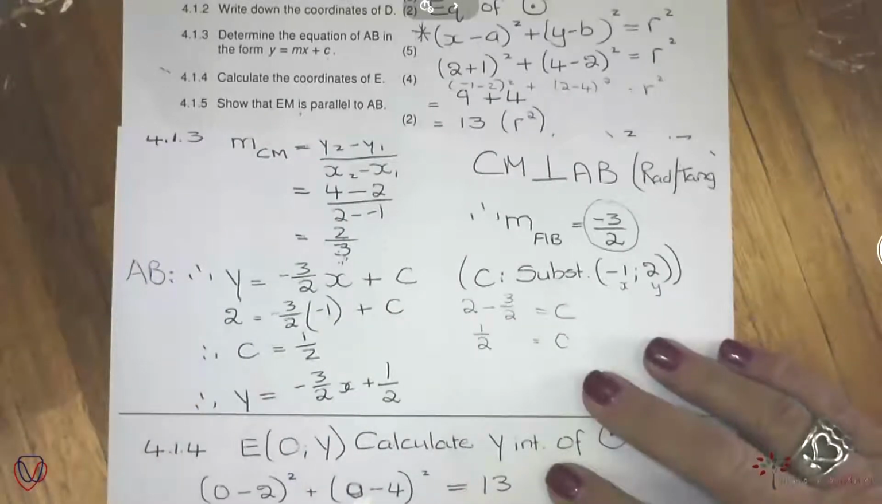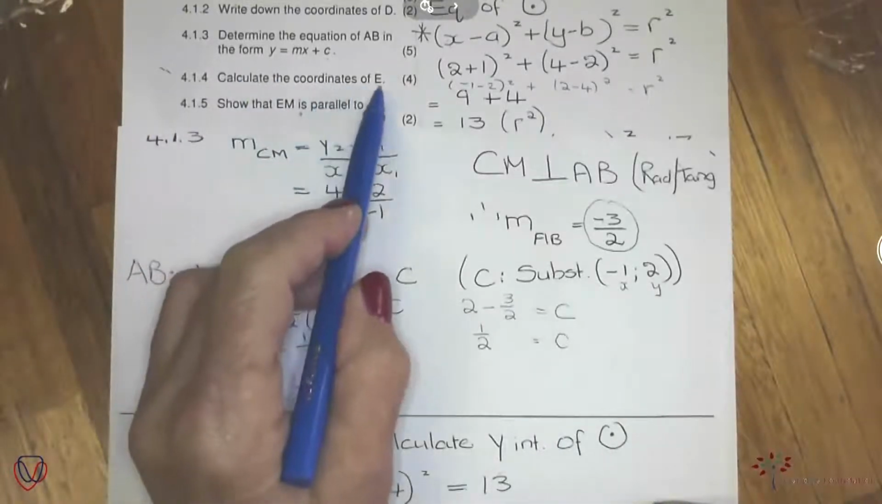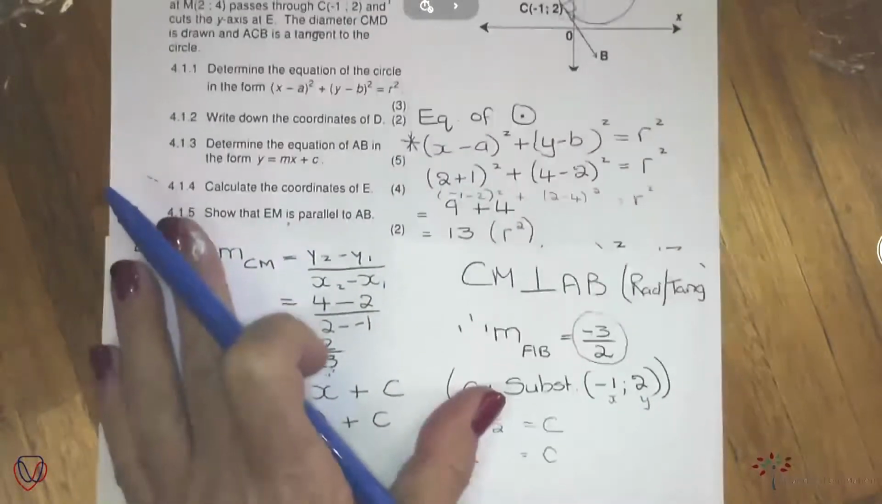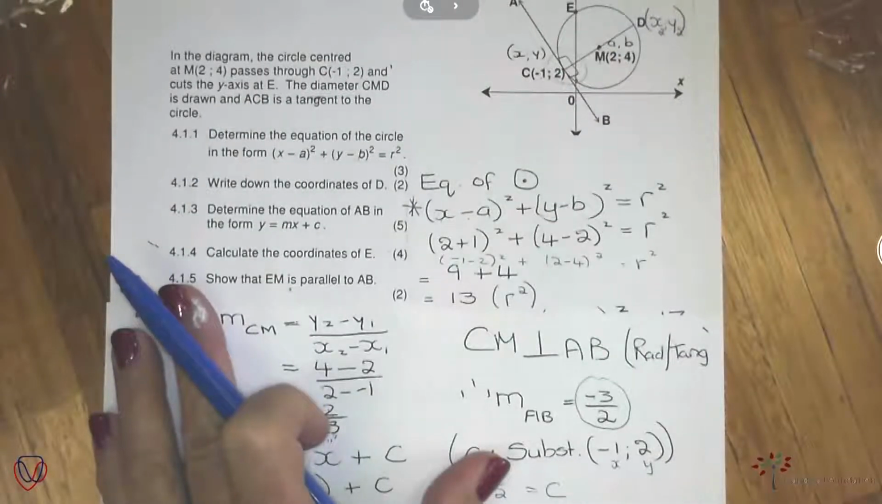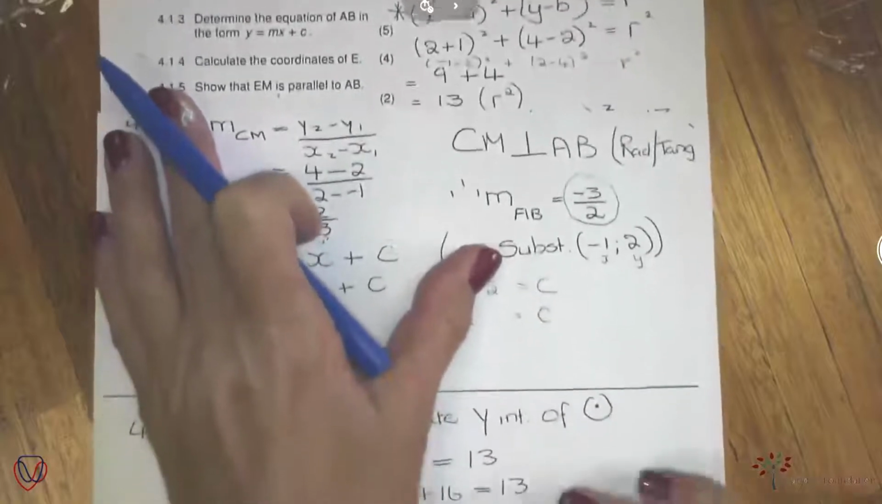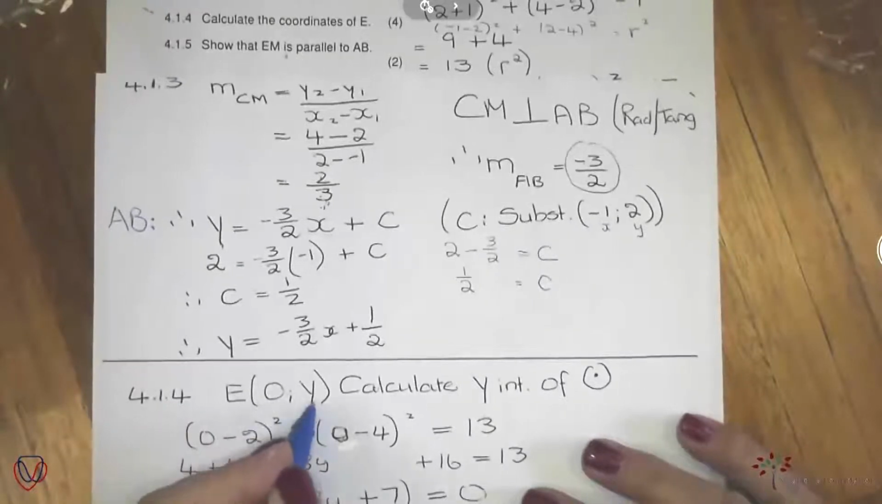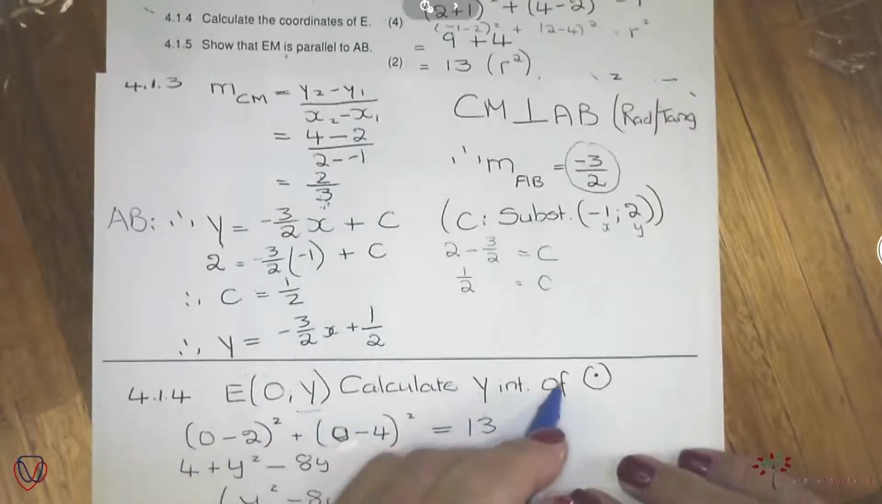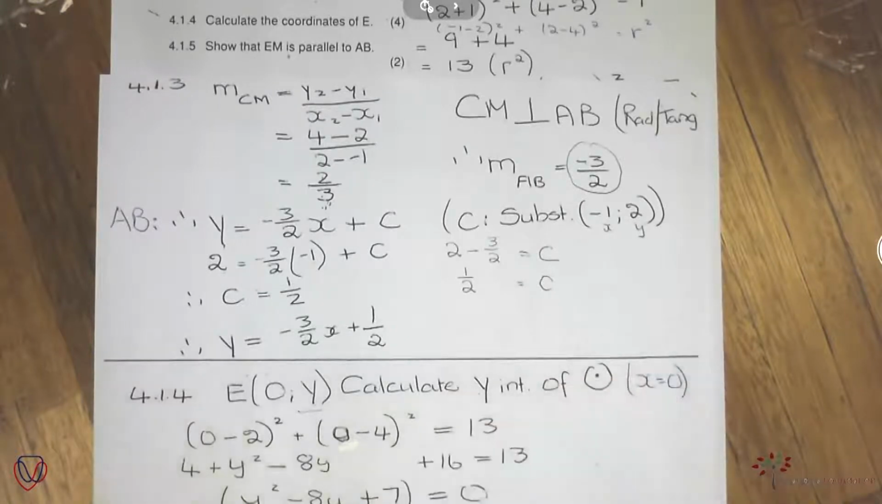4.1.5. 4.4. They said, calculate the coordinates of E. Now, where's E? Let's go down. There's our E. And what is E? It is the y-intercept of our circle. Have you got the equation of the circle? Yes, you do. You are going to say E is 0, y. X is 0 for the y-intercept. Calculate y-intercept of circle, make x 0.